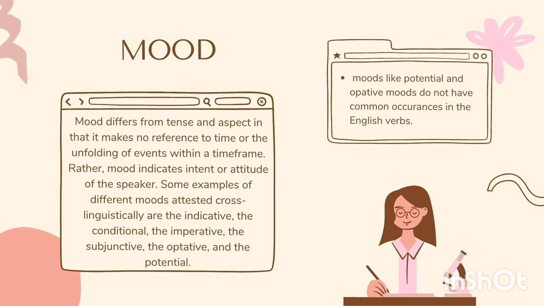The conditional mood indicates a dependence of one event on another. The English conditional is marked through the use of the modal auxiliary would and is often used in conjunction with the subjunctive. If I were you, I would not go. Other moods like potential and optative moods do not have common occurrences in English verbs.